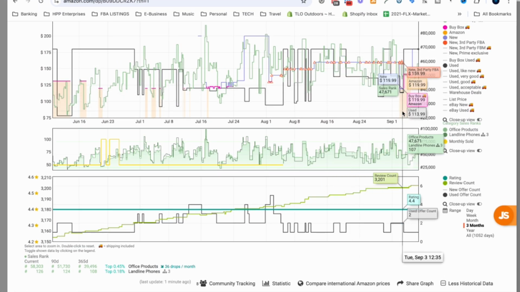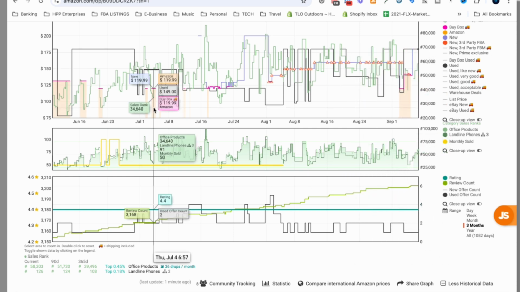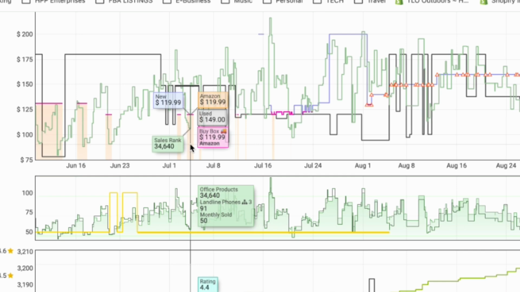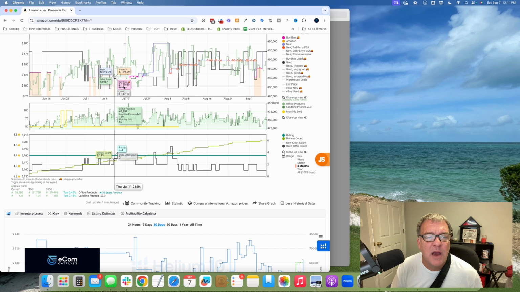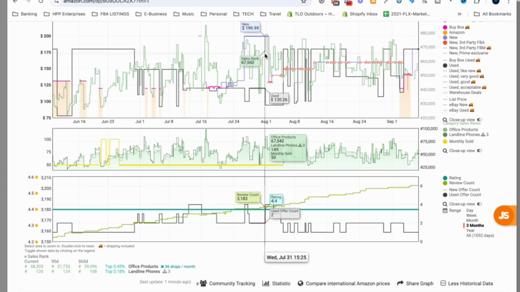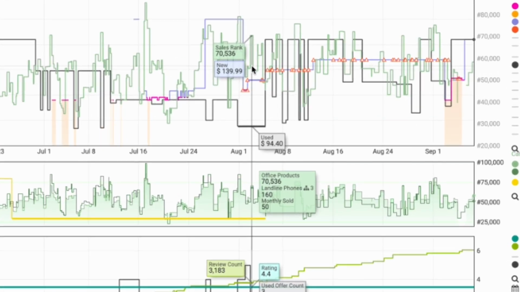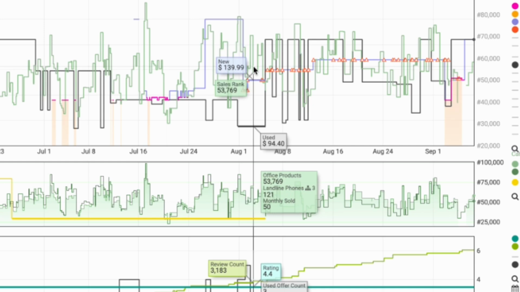When you read a Keepa chart, you can see where Amazon is actually in stock, and you can see, for example, on this one, that Amazon was at $119.99. There were used offers at $149, and Amazon has the buy box right there at $119.99. And all of this green up and down is the sales rank, okay? So a sales rank here of 70,536 in the category is high, 53,000 is lower. A lower sales rank means there's more sales, there's more velocity.